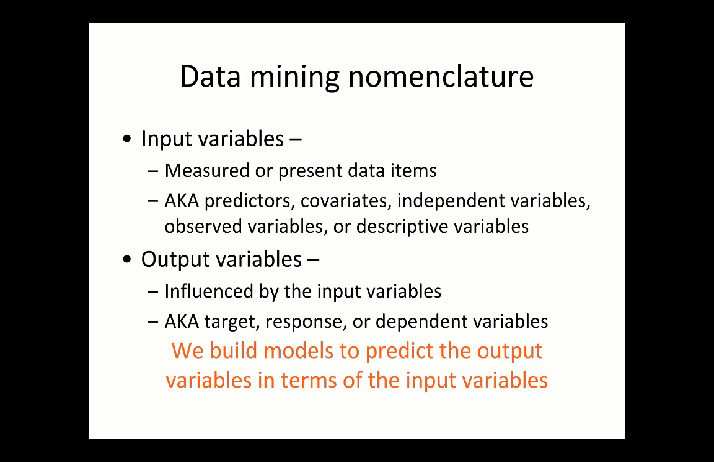Output variables are those that are influenced by the input variables. They're also known as target, response, or dependent variables. An example might be a diagnosis of hypertension. We build models to predict the output variables in terms of the input variables. So, if we were given data, and this data includes systolic blood pressure, diastolic blood pressure, medications, weight, age, and gender, we could use that data as inputs for predicting the output of a diagnosis of hypertension.